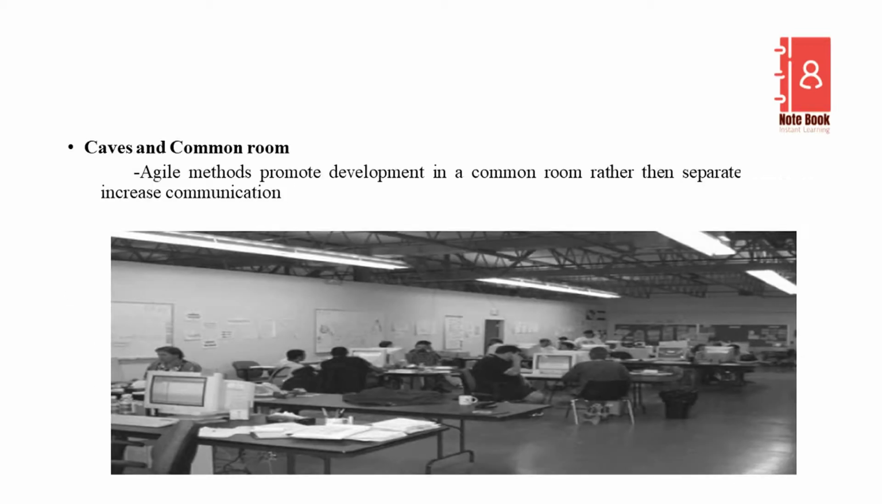Caves and common room. Another agile environment is caves and common room. The agile methods promote development in a common room rather than in separate offices to increase communication. It is a required practice in Scrum and XP, but at times people also have a need for privacy. The caves and common room also promote separate private office spaces that developers can use during the non-development activities.